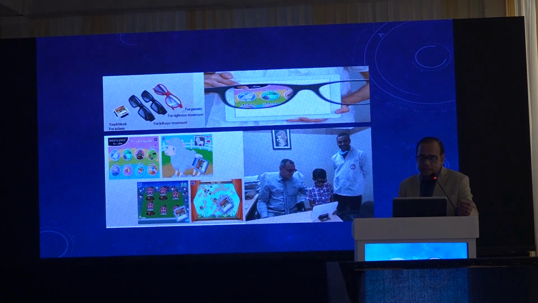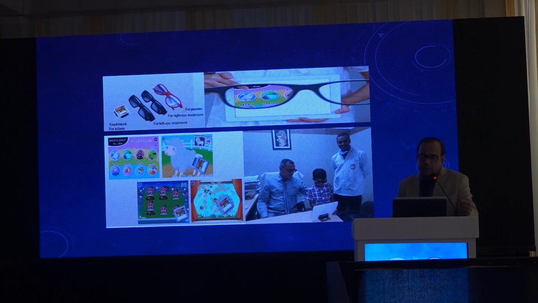So this is how it is done. The enriched foreground to the amblyopic eye is given, and the games have a stepping up. First they are very slow, and then later on they are fast engaging games.